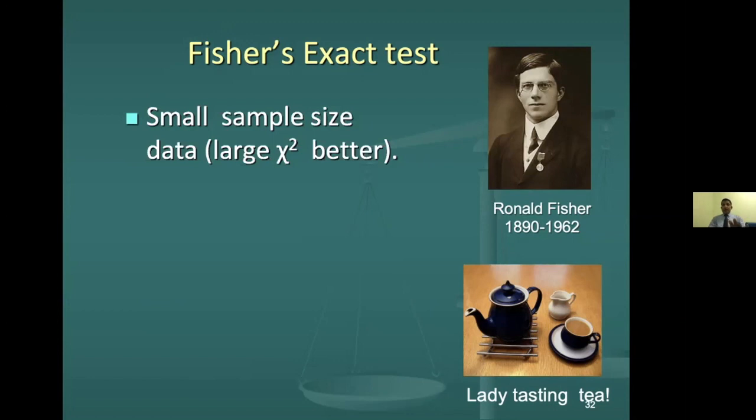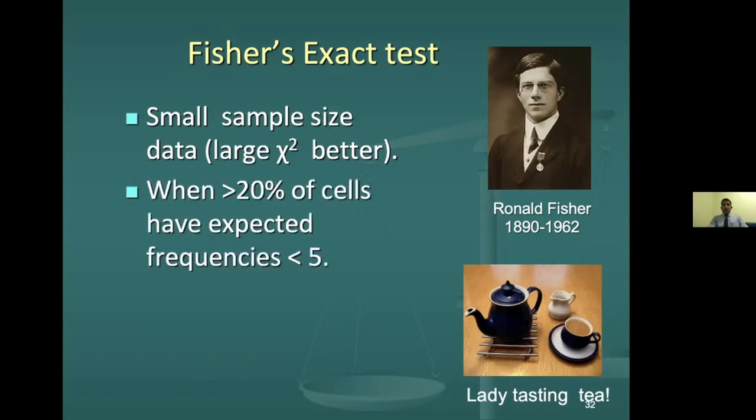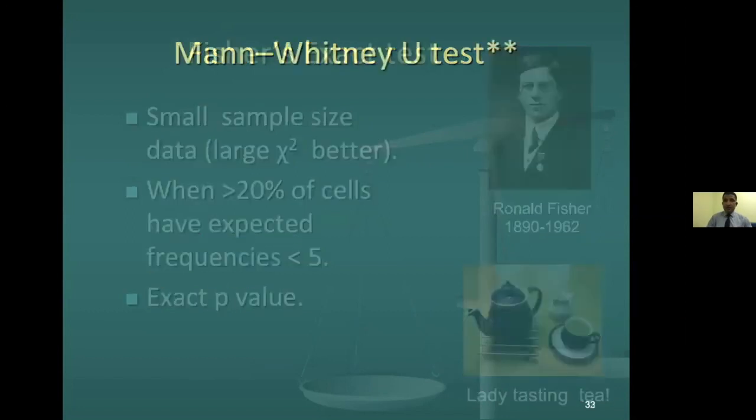Based on that interesting conversation with the lady, he came up with this test, which is called Fisher's exact test. This is typically used when more than 20% of the cells in the table have expected frequencies less than 5. And this is called an exact test because it gives, all the time, an exact p-value. It doesn't say less than this value, it gives the exact p-value. That's why it is called this.